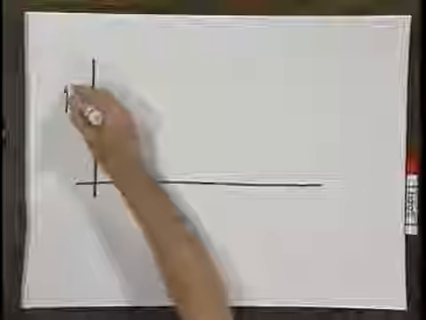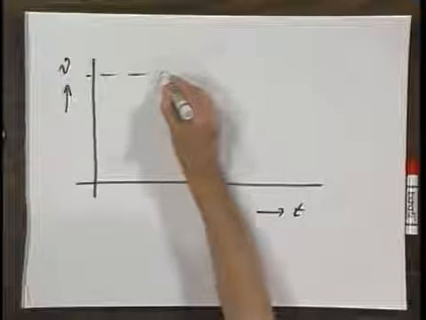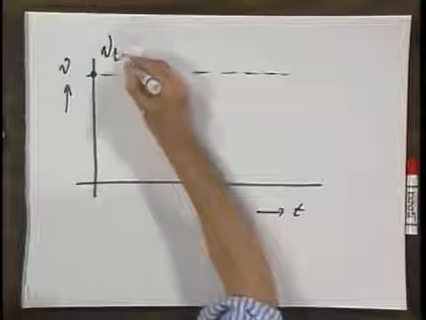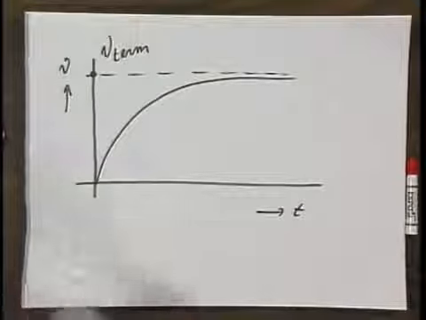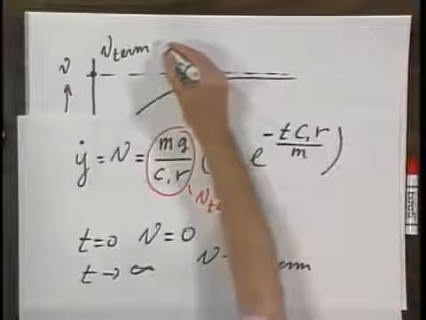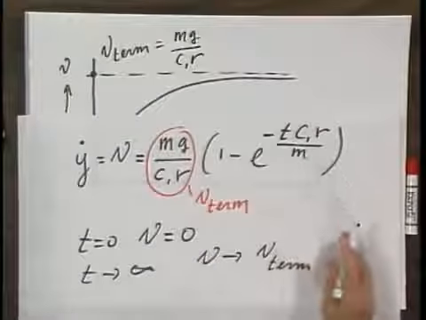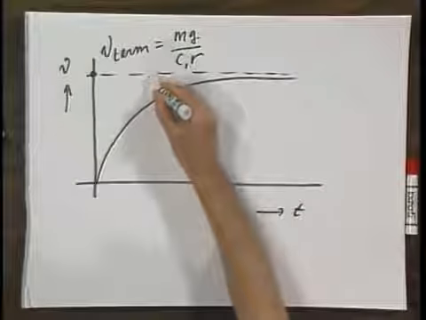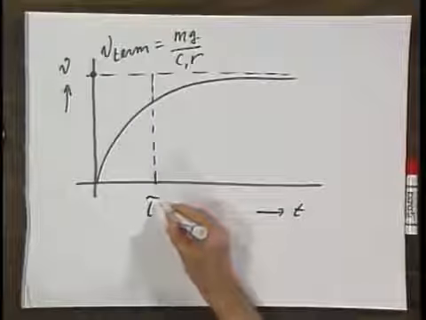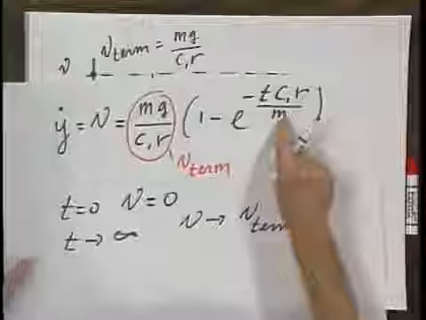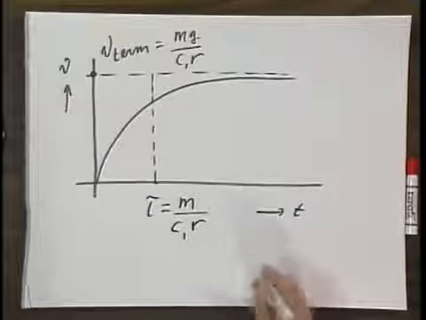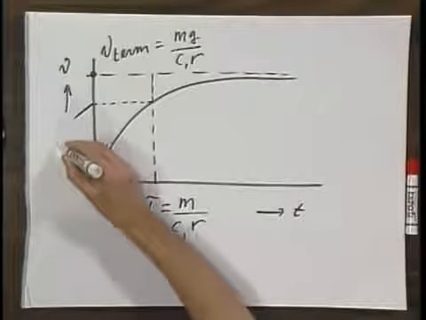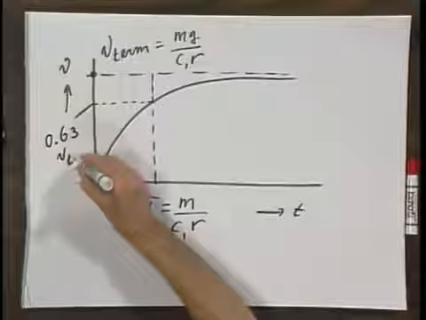So if we make a plot of the velocity versus time, and if this is the value of the terminal velocity, then this curve has this form. The terminal velocity here equals mg divided by C1 r. And if we wait tau seconds, and tau equals m divided by C1 r, if we wait so many seconds, then the speed that the object has is about 63% of the terminal velocity.